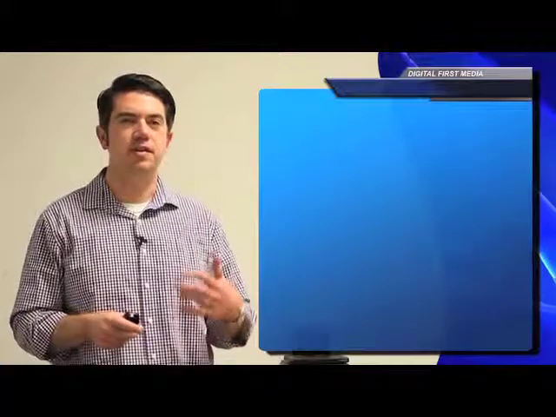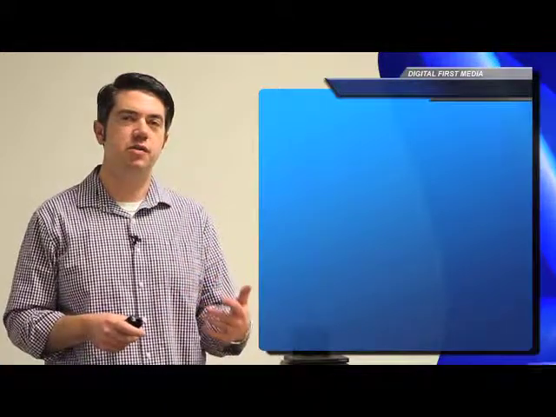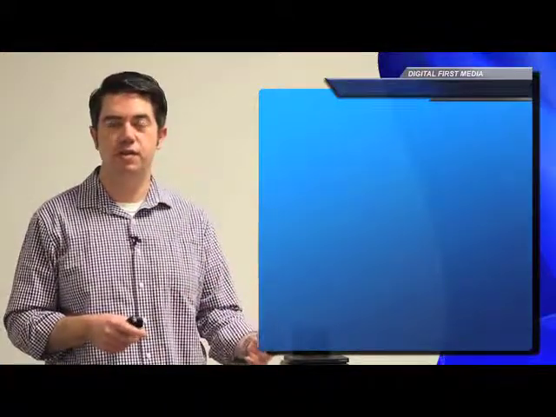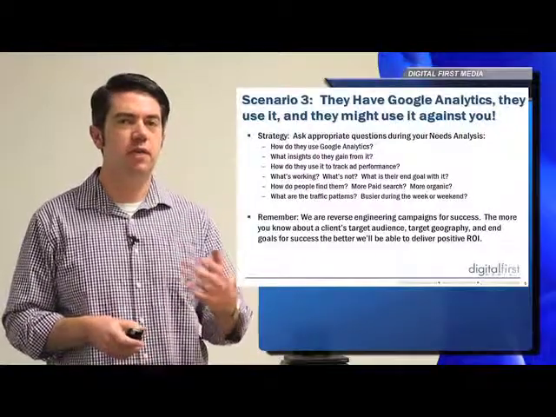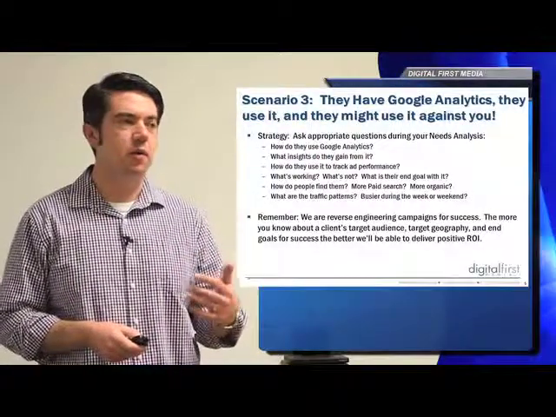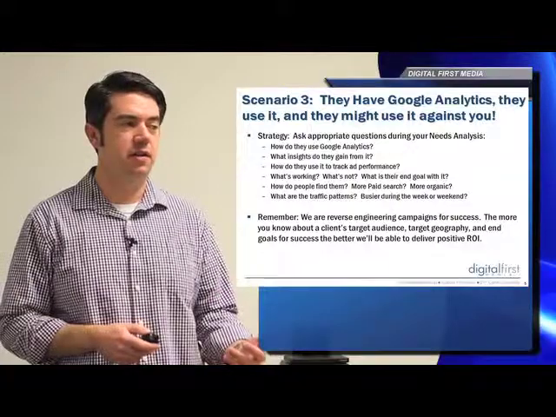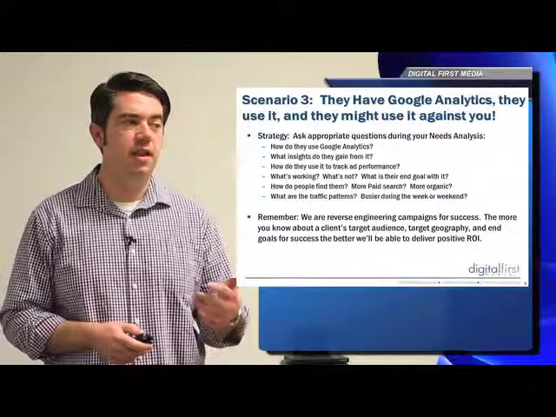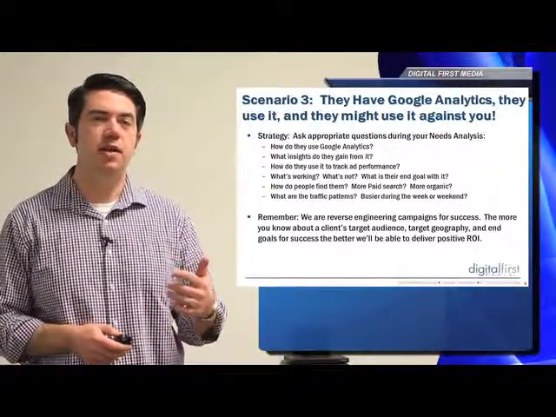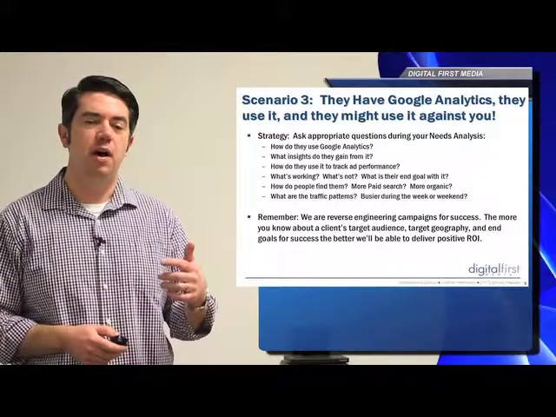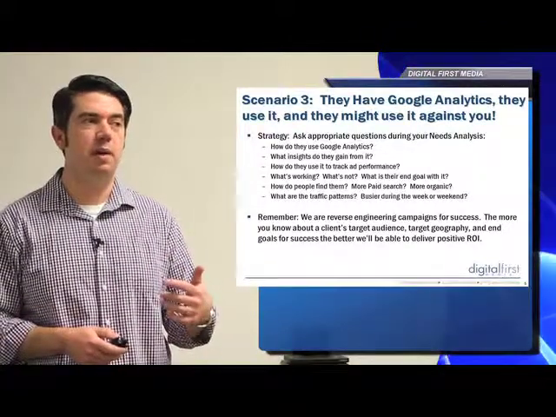So let me show you some examples of how someone would use this as a tool in those exact situations. So in scenario 3, we have a client or a prospect who has Google Analytics on their site, they use it, and they might use it against you. And when I say they might use it against you, I'm talking about post-campaign or in-campaign optimization.